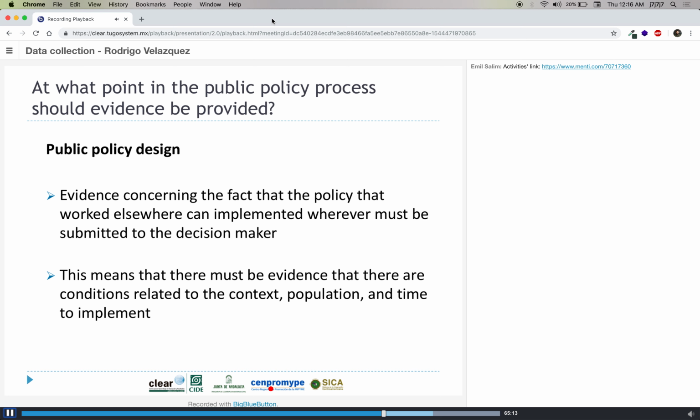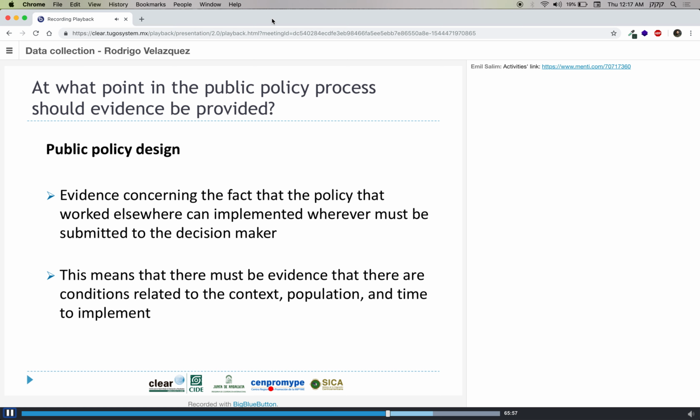During the design, during the public policy design, some of you said that it is important to provide evidence during this stage. And here what we are saying is that evidence has to be provided concerning the fact that this public policy that worked somewhere else can be implemented wherever the decision maker wants to implement this. And in this case, we have to include more details. And this means that we're going to have evidence of the conditions related to the context, population, and moment to implement this action or government program.